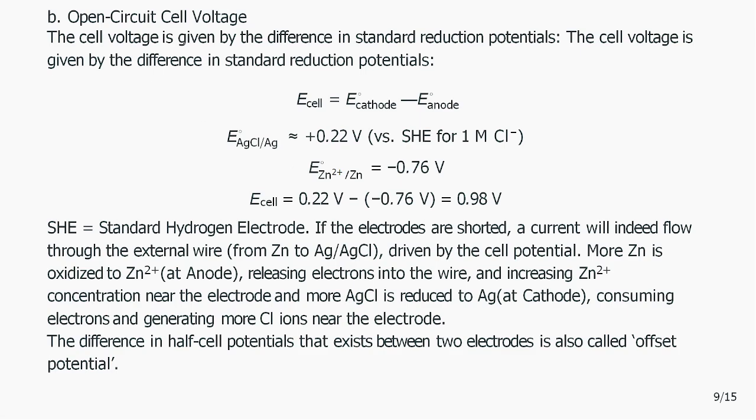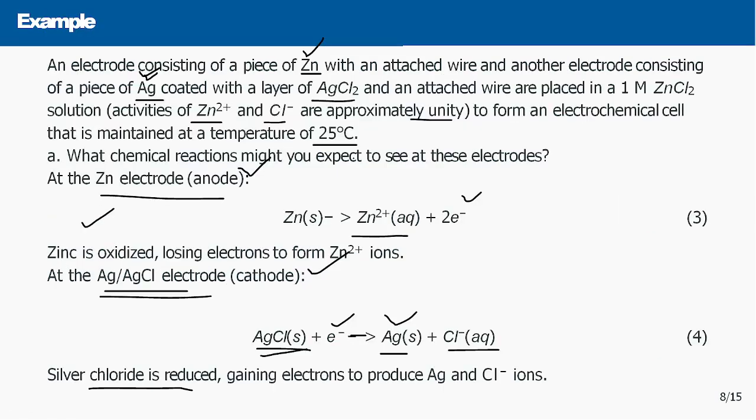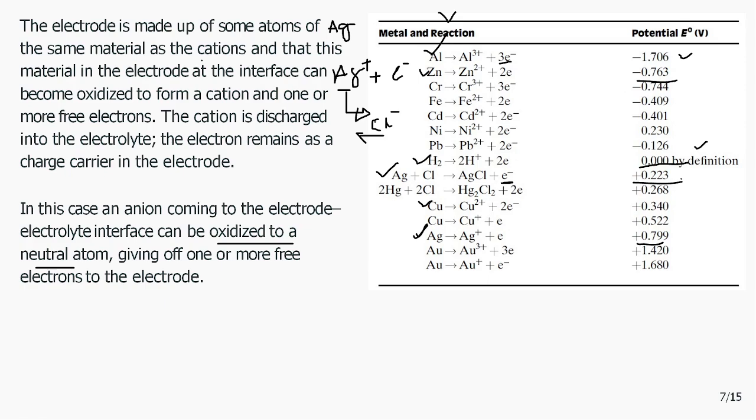So, the cell voltage is given by the difference of the standard reduction potentials. So, what is the cell voltage developed, that can be taken from this equation. One is the cathode potential minus the anode potential. So, the AgCl potential is approximately plus 0.223 volt, as we have seen from the table.